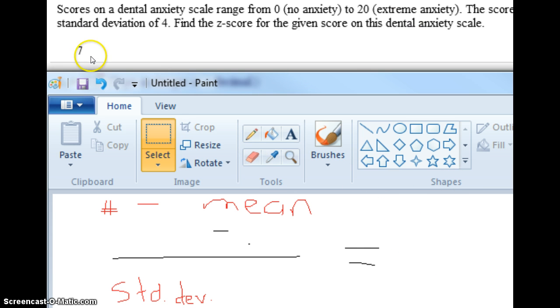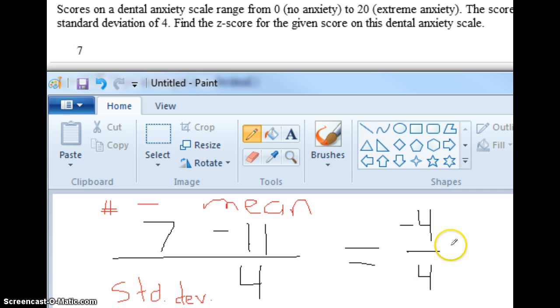So here's the number they give us, 7. And we want to know how far away is 7 from the mean. So we take the number 7 and we subtract the mean, which they said was 11. And the standard deviation is 4. So here we get negative 4 divided by 4. So if someone said their dental anxiety was a 7, they're exactly 1 standard deviation below the mean. That's why it's negative. And this is the formula you can always use to find the z-score.